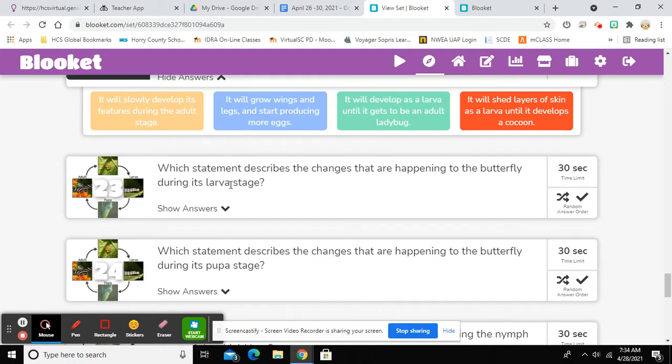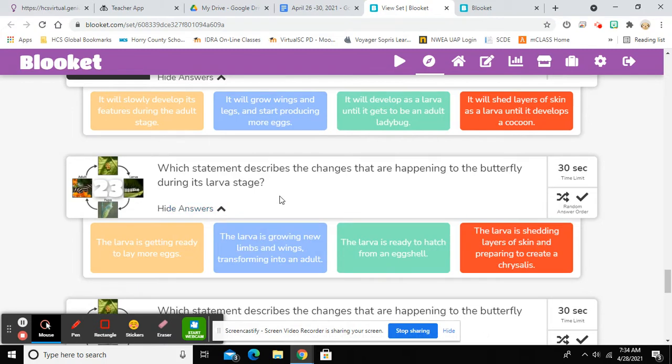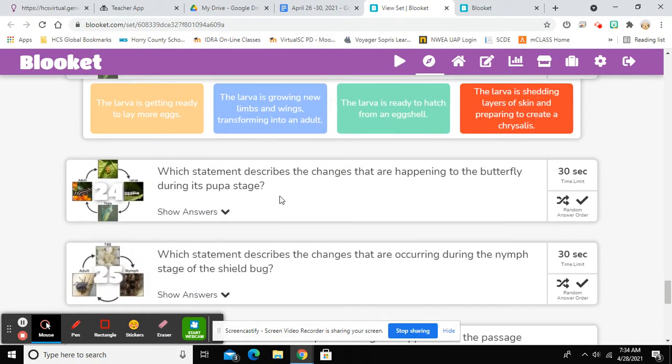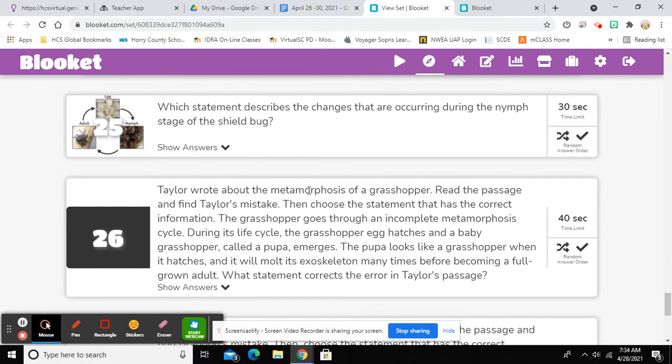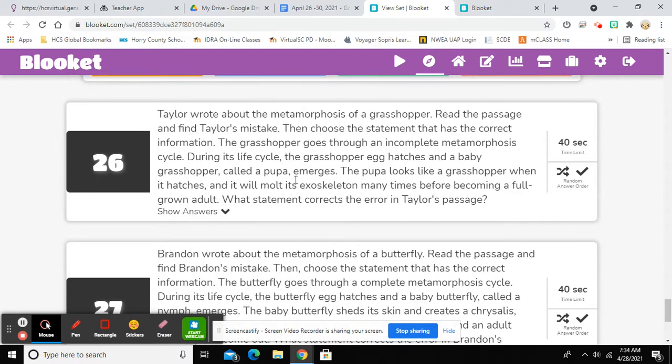Which statement describes the changes that are happening to a butterfly during its larva stage? Which statement describes the changes that are happening to the butterfly during its pupa stage? Which statement describes the changes that are occurring during the nymph stage of the shield bug? Taylor wrote about a metamorphosis of a grasshopper. Read the passage to find Taylor's mistake. Then choose the statement that has the correct information.